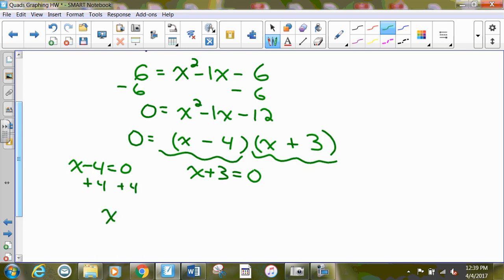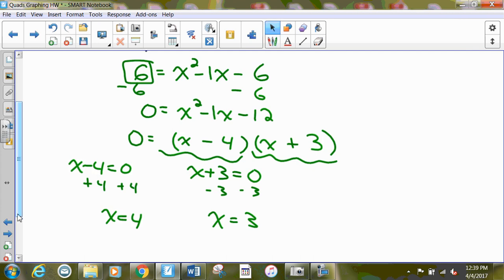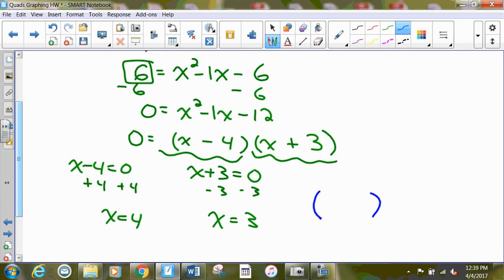We get x equals 4, x equals 3. What do these x's even mean? Well, since we set the equation equal to 6, it means that when y has the value of 6, let's set them up as points. When y is equal to 6, there are two possible x's that can give us a y that's equal to 6. Either x is 4 or x is 3.